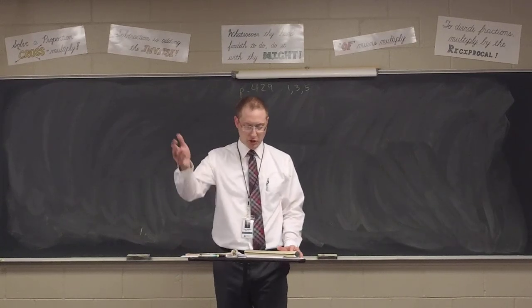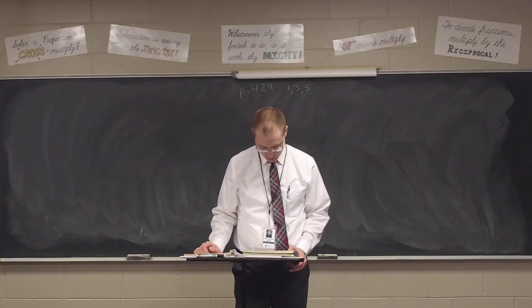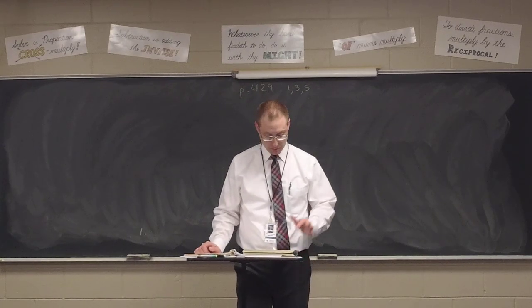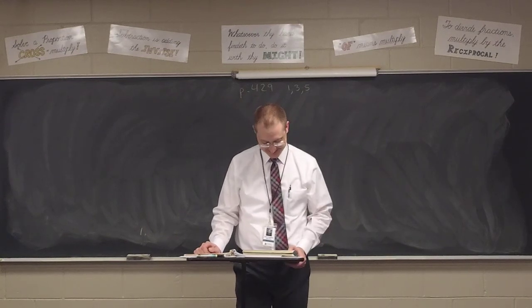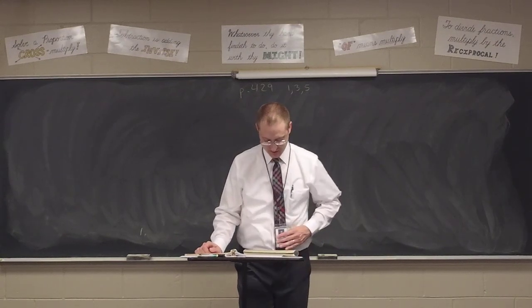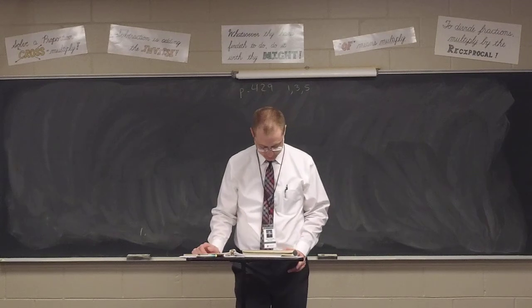Number one, what was your five number summary, Josh? 13, 17, 19, 23, 29. Good. Number three, Lana. Oh, that's number two. Number three? Oh, man. It's okay. 52, 57, 68, 91, 107. Good. And then number five, Joshua. 2, 7, 15, 19, 23.